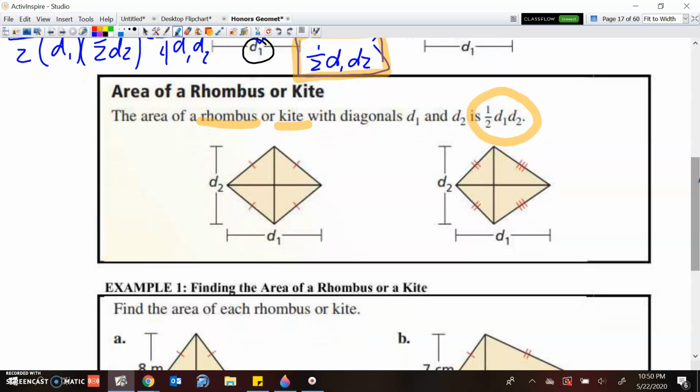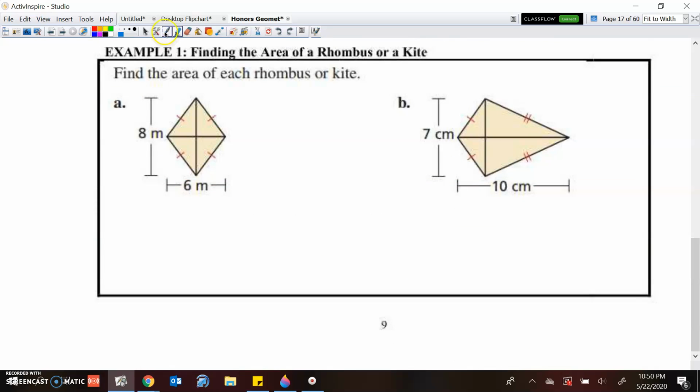Now D1 and D2, just to remind us, this is a diagonal of a rhombus, and this is the diagonal of a rhombus. So you can imagine that D1 and D2 stand for diagonal. Okay, all right, let's try a couple. These ones should be pretty nice and easy. The area here is 1/2 D1 D2. I'll just write it this one time and not after that.